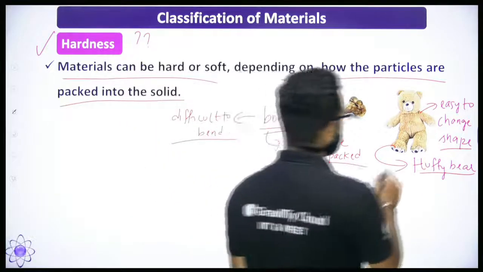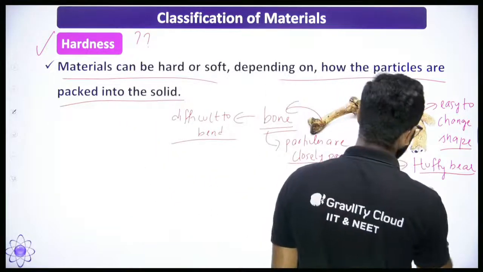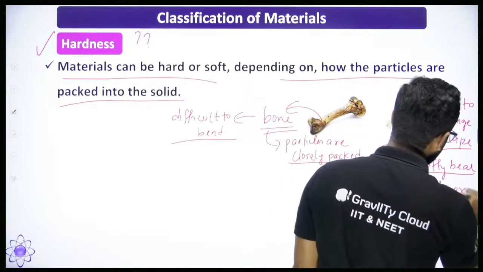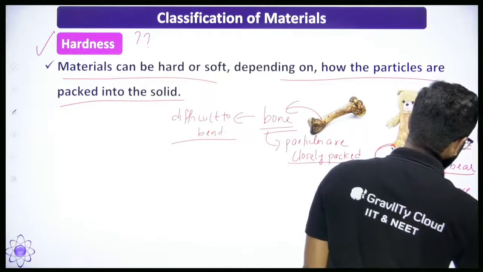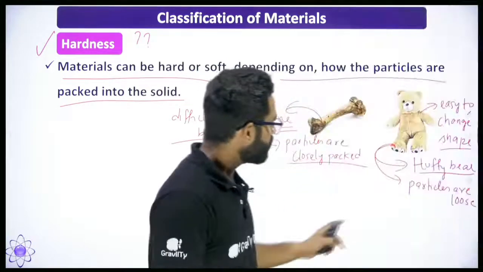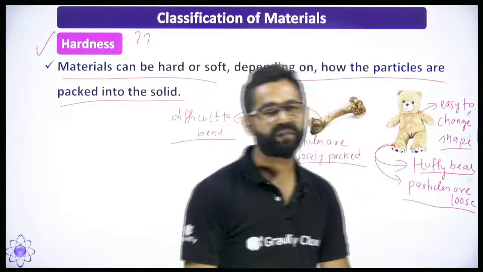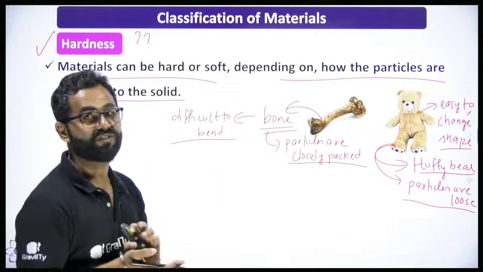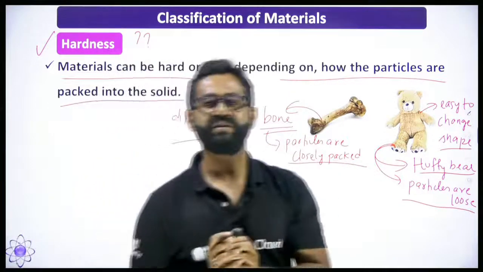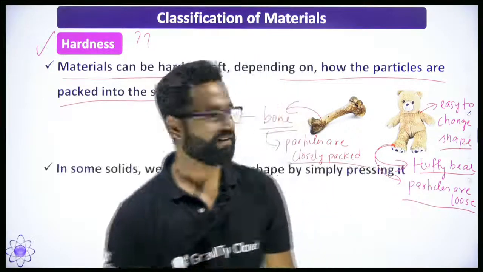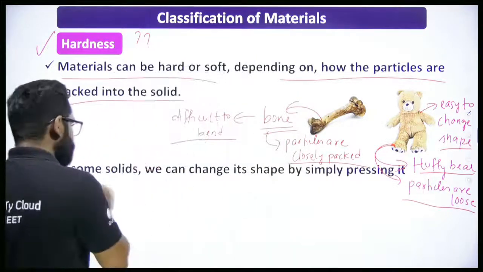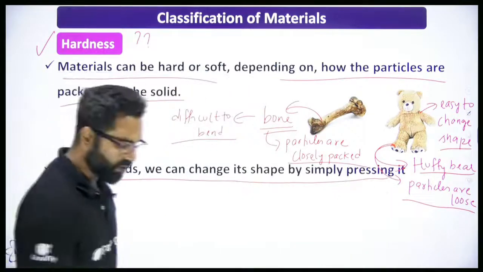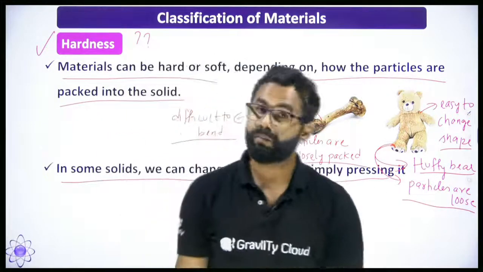In the case of teddy bear, fluffy bear, particles are loose. Now because the particles are loose here, that means its shape can be changed. Simple, right? Also, in some solids, we can change the shape by simply pressing it.